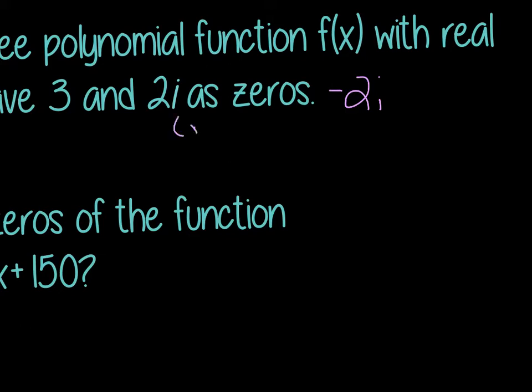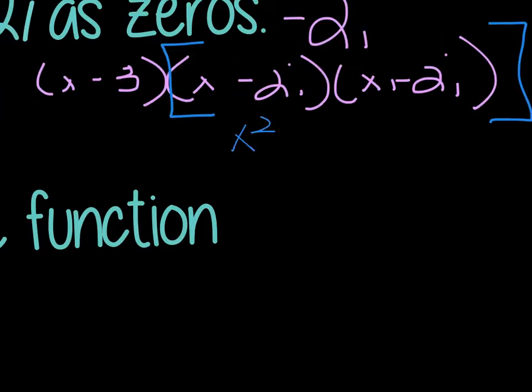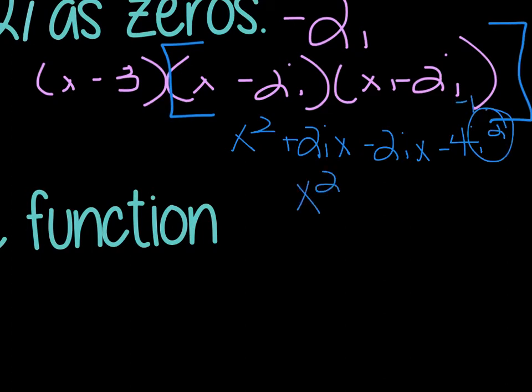So then I would write this out as a product of linear factors: x minus 3, x minus 2i, and x plus 2i. And then I would FOIL out and start with the i's because those are conjugates, right? If I multiply them out, I'm going to cancel out the i. So x squared plus 2ix minus 2ix minus 4i squared. This i squared becomes a negative 1, and I'd get x squared plus 4 because these two cancel out.